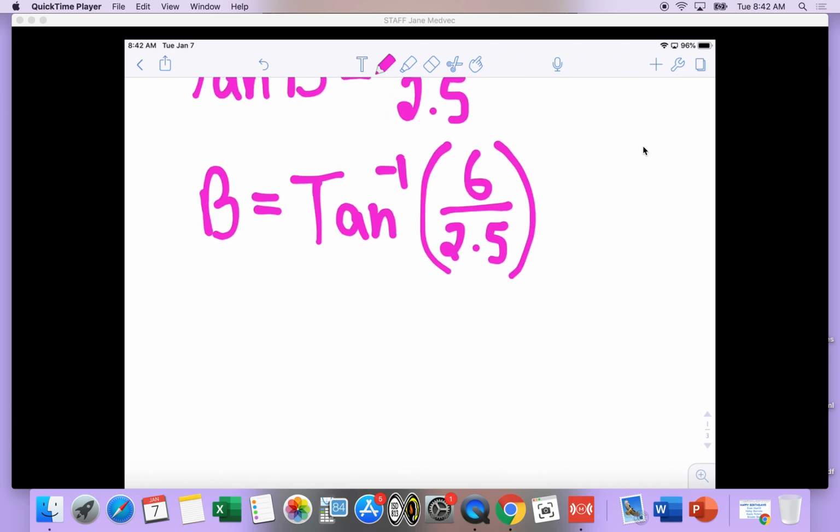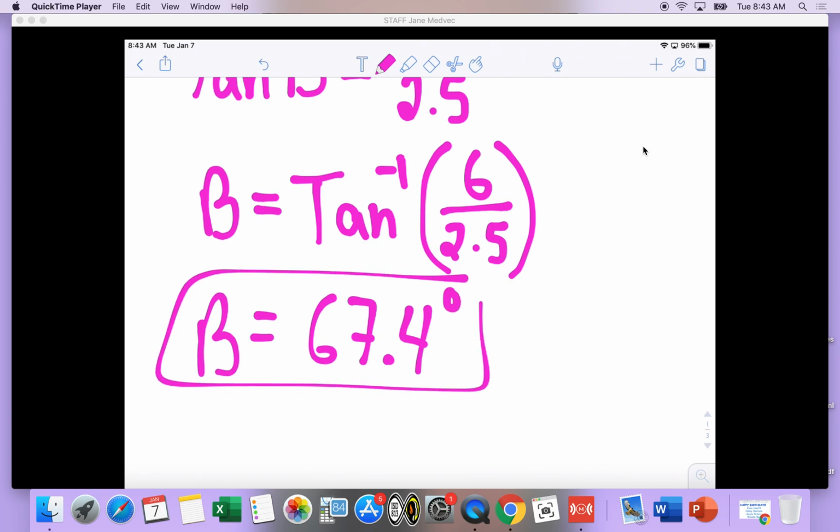Okay, so now B equals, let's grab our calculators. We're going to clear it. I'm going to go inverse tangent, so second tangent. If you have your calculator, which you should, practice this so you know how to use it. 6 divided by 2.5 equals, what do we get? 67.4, and the label would be degrees. Very good. Questions?